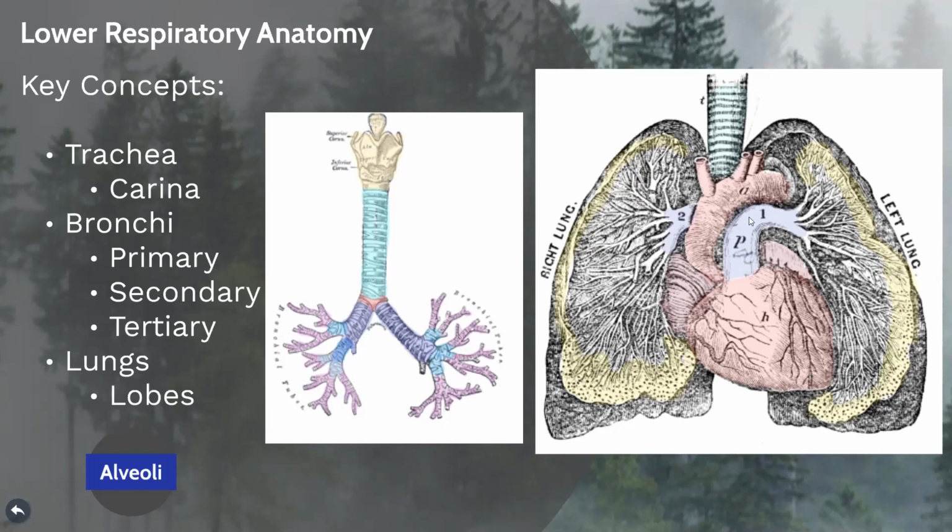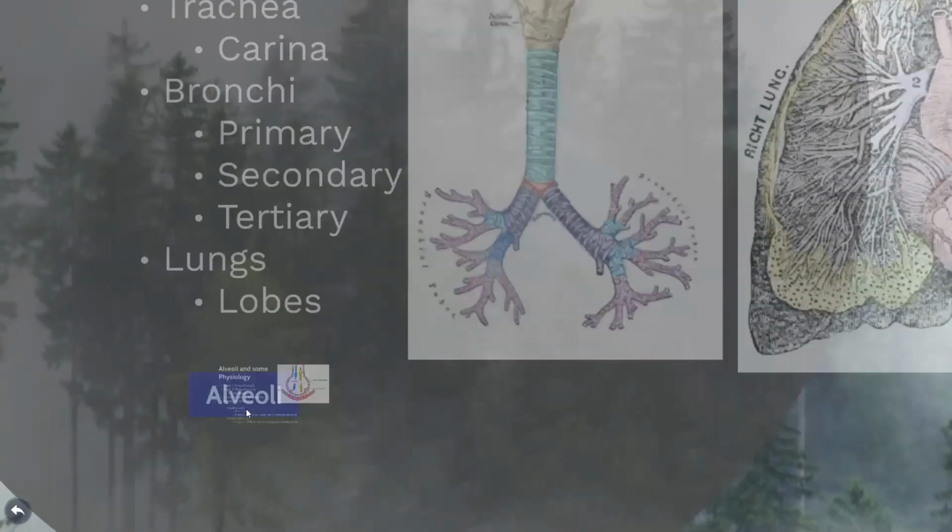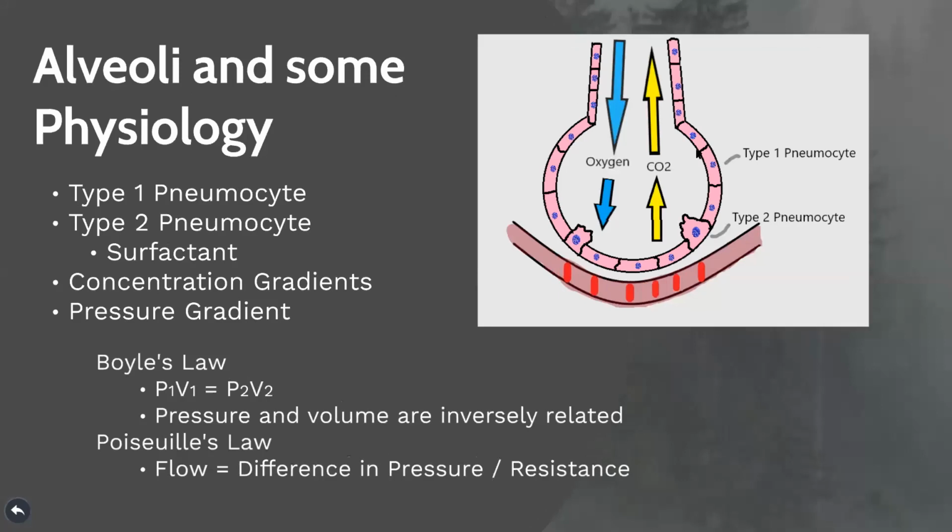Here's another picture from Gray's Anatomy with the heart in it, kind of showing all the vasculature, but also showing the parenchyma of the lung here that I colored yellow. And we're going to dive into this area now. So I made a little drawing. I hope it's not too bad.